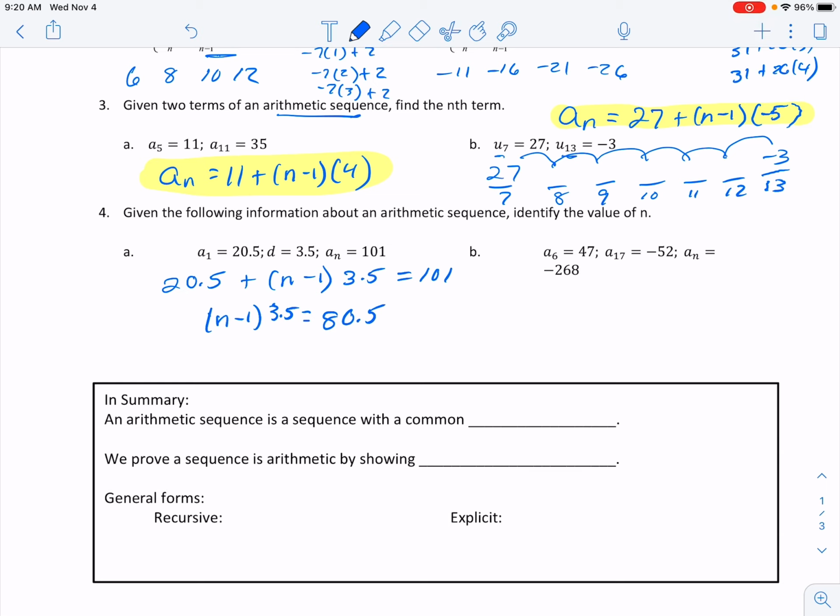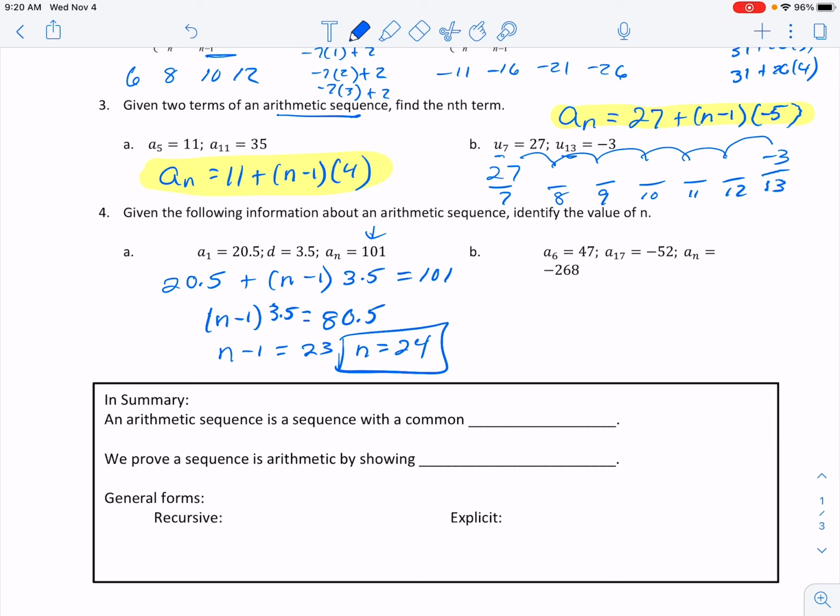And then I divide by 33.5. And I get 23. So n minus 1 is 23. So n is equal to 24. So that's the 24th term. Okay?